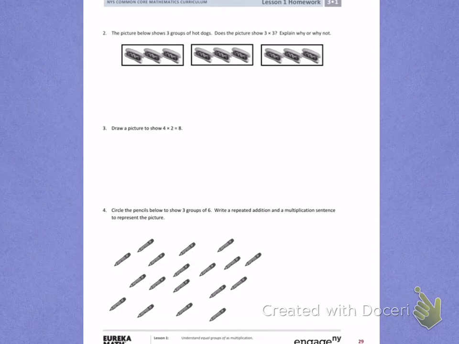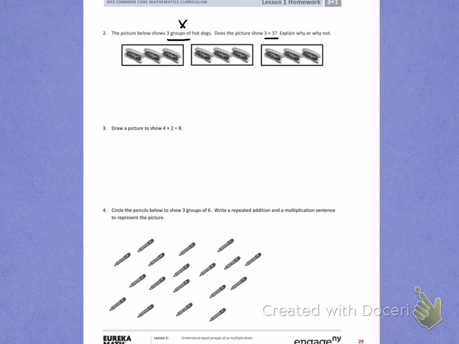Number 2. The picture below shows 3 groups of hot dogs. Does the picture show 3 times 3? Explain why or why not. We've learned that 3 groups of is another way of saying multiplication. So we need to see if this picture is showing 3 times 3 or 3 groups of 3.